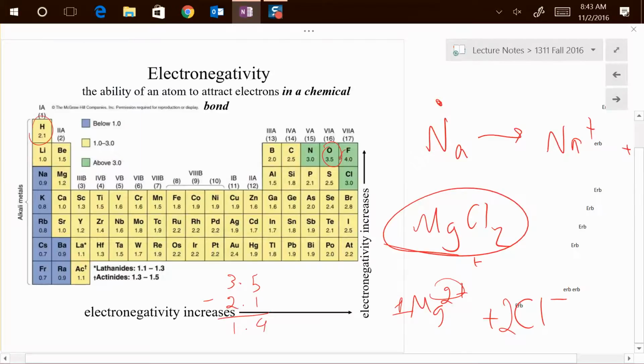Look at HF. That's 1.9. Right? That's right there. It's almost ionic. It's barely even covalent. HF, hydrogen fluoride, or hydrofluoric acid. It's barely in that covalent region. It's teetering at becoming ionic, because fluorine has such a high electronegativity.